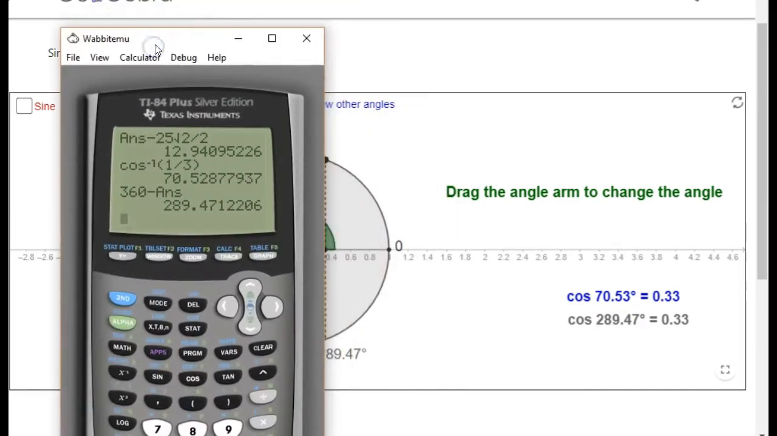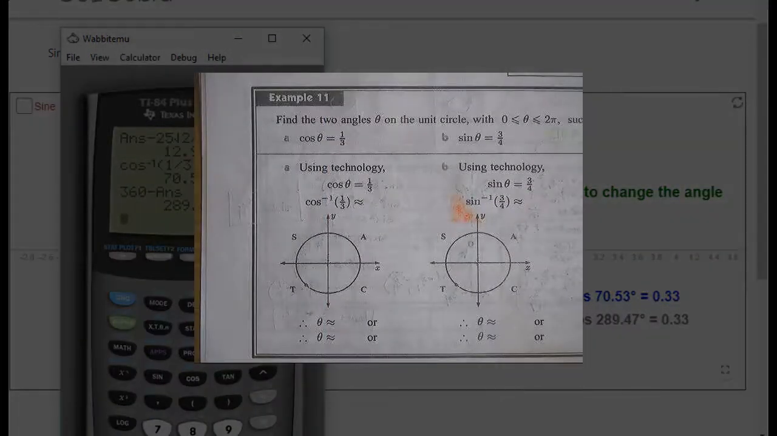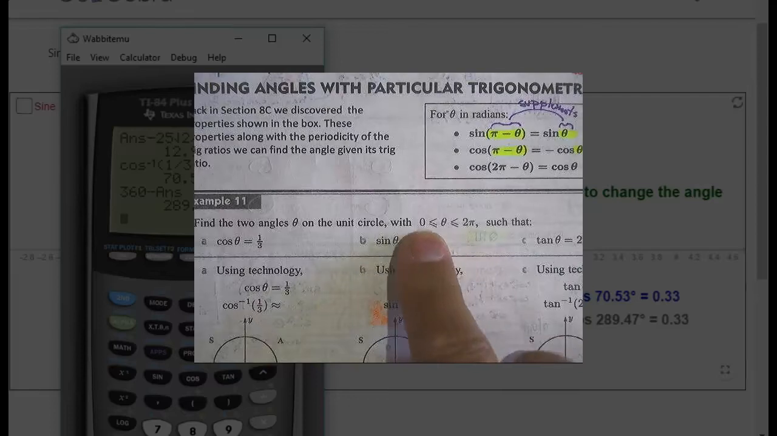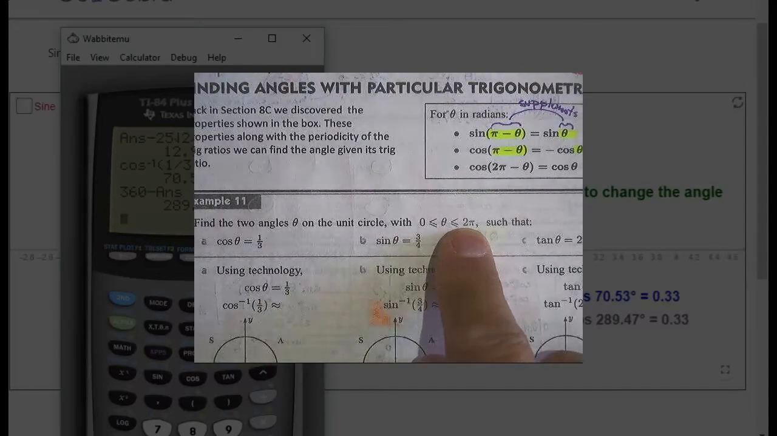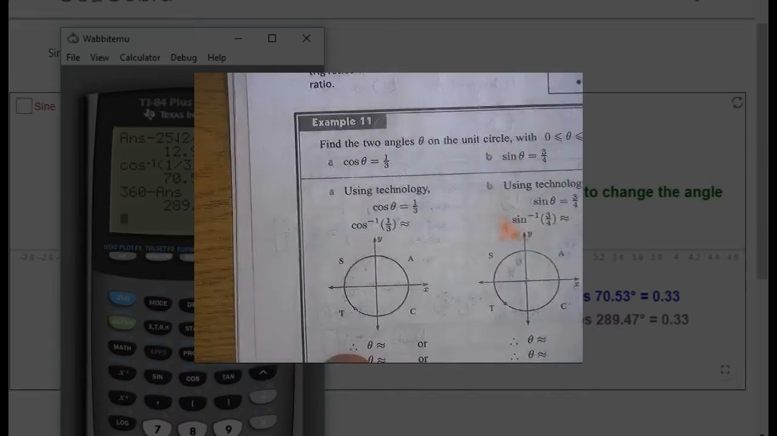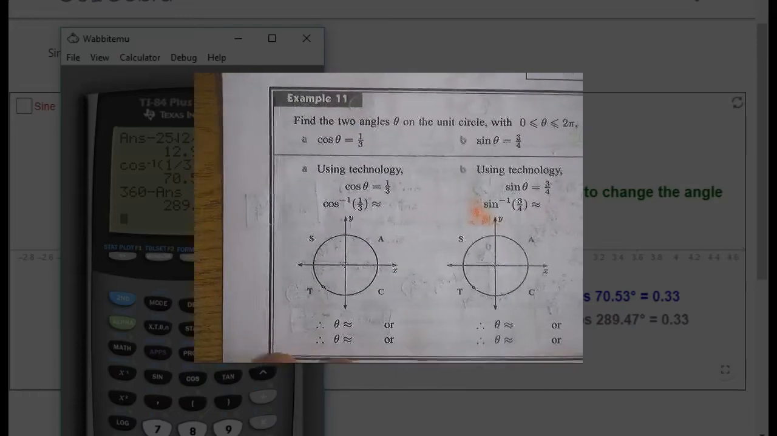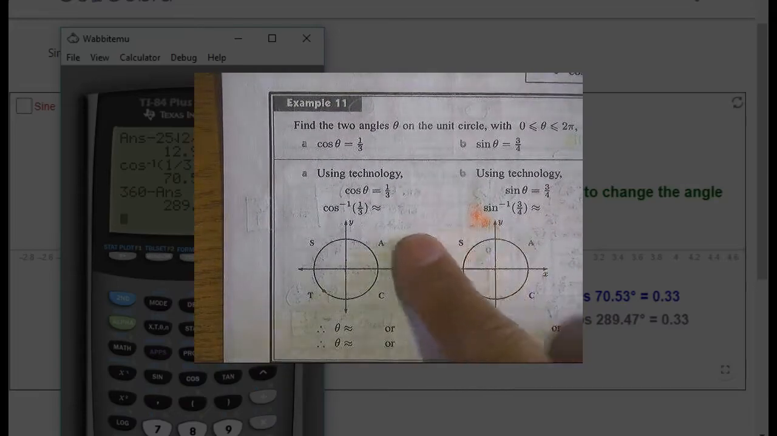Now when you're doing it on your sheet here, the only thing that's different is we're not in degrees, we're in radians, because it says the angles between 0 and 2 pi. So you're going to do the same thing, except now you're using 2 pi, or you're using radians.